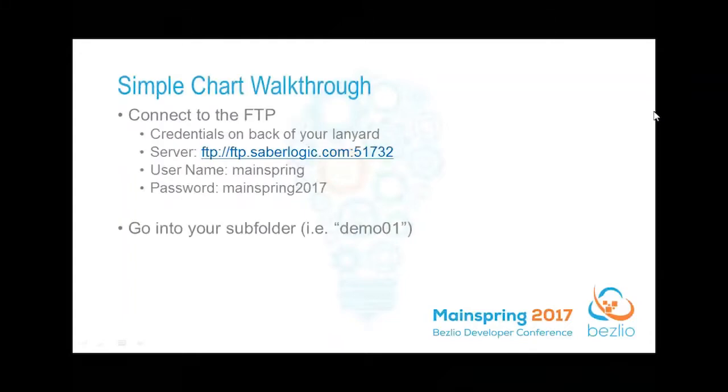So what you're going to do is first go to this FTP server listed up here, being mindful of the port number at the end of it. When that pops up, your username is going to be Mainspring, and your password is going to be Mainspring 2017. So is anybody able to actually get that connected correctly? You got that? Okay.